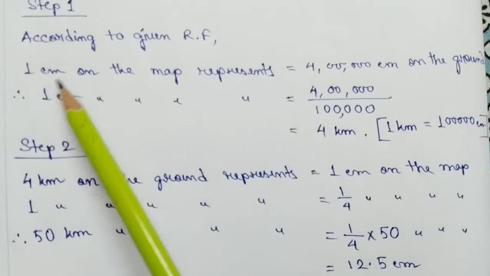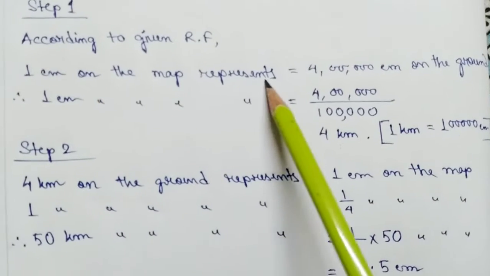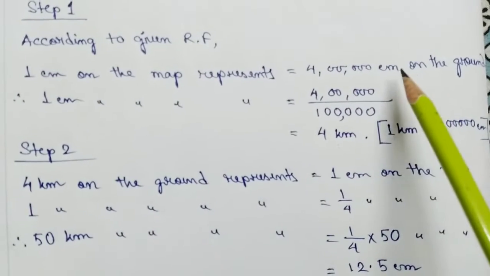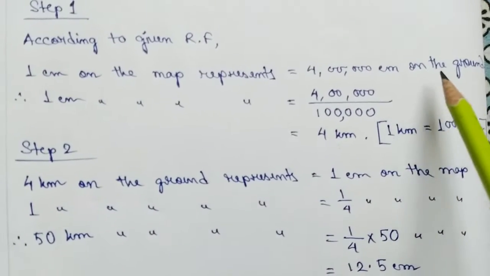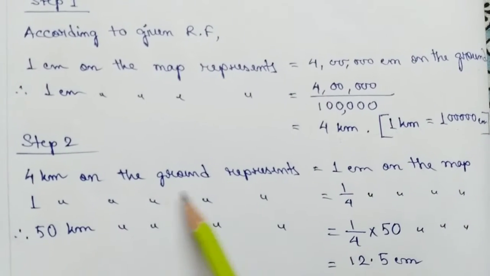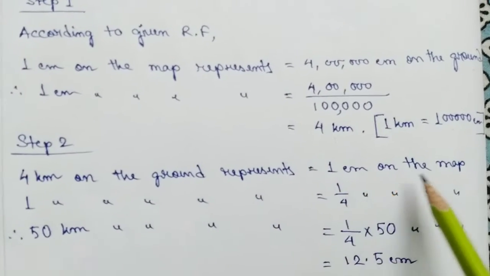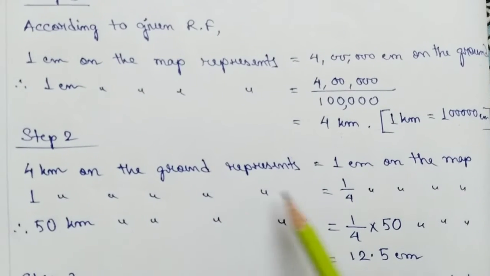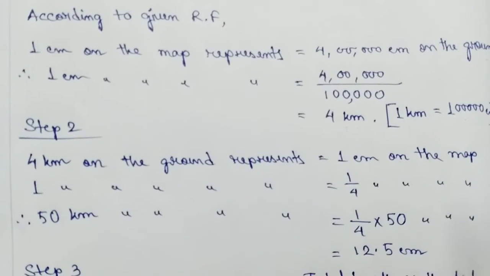Look at this, here it is written 1 centimeter on the map represents 4 lakh centimeter on the ground, the same as we convert it into kilometer to get our answer. So 4 kilometer on the ground represents 1 centimeter on the map. So 1 kilometer on the ground represents 1/4 centimeter, as we know how to do this.